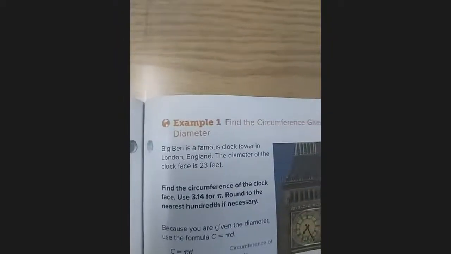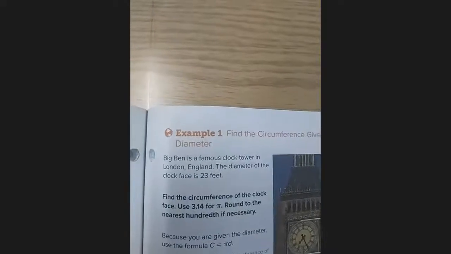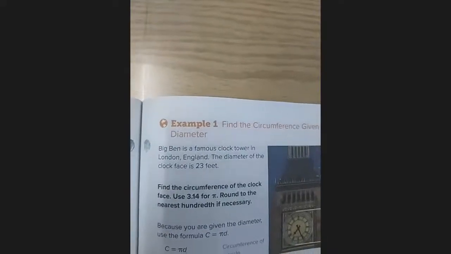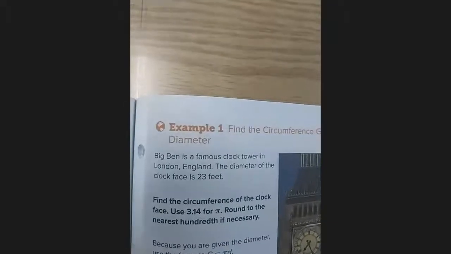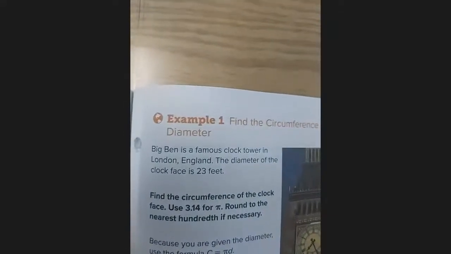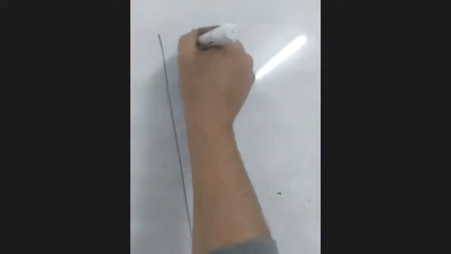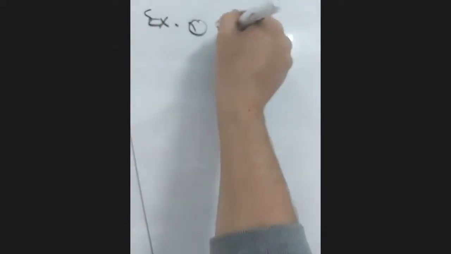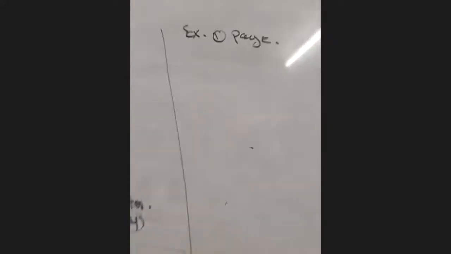Go to example 1 and read with me. Find the circumference given the diameter. Big Ben is a famous clock tower in London, England. The diameter of the clock face is 23 feet. Example 1, guys, on page 449.